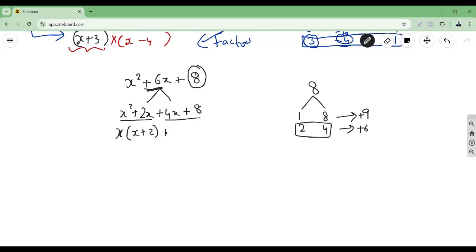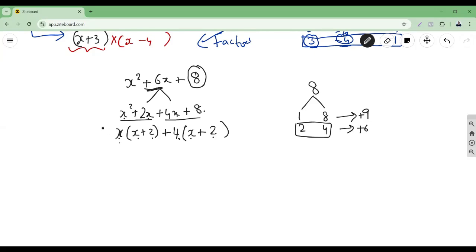Now in the second group, what is common? 4 and 8. 4 times 2 is 8, so 8 has a factor of 4. So 4 is a common factor for 8 and 4x, and I'm taking that out. What is left in this term? x is left. And what is left in the 8? 2 is left. 4 times 2 should give me 8, right? That you have to see. 4 times x should give me 4x, x times 2 should give me 2x, and x times x should be x square.